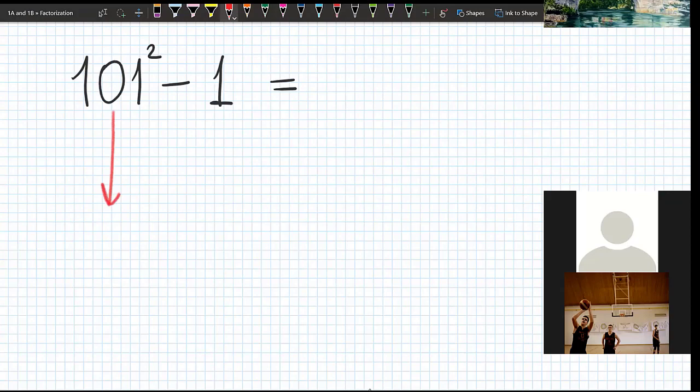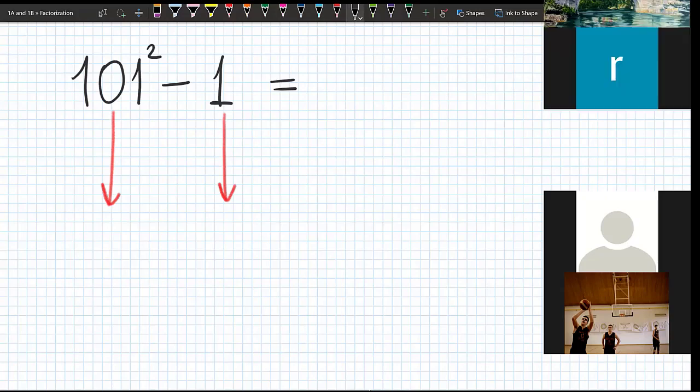Okay, 11. So what is the square root of the first expression? Faruk, is it 11? 101 squared. It's not 11. What is the square root of the first one? 101. Yes, 101.